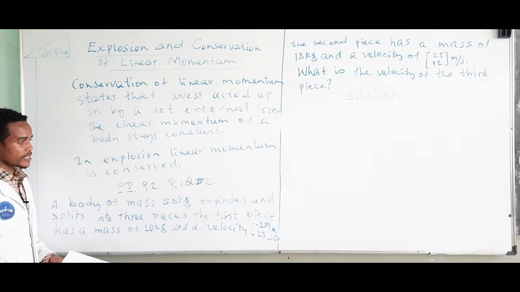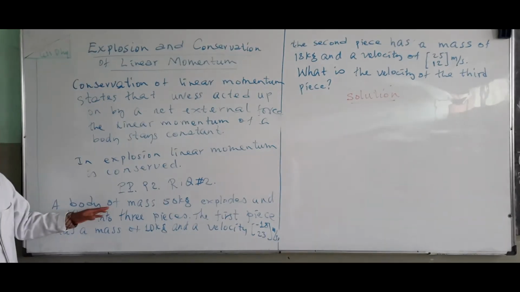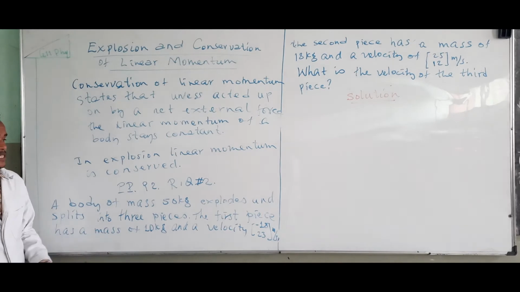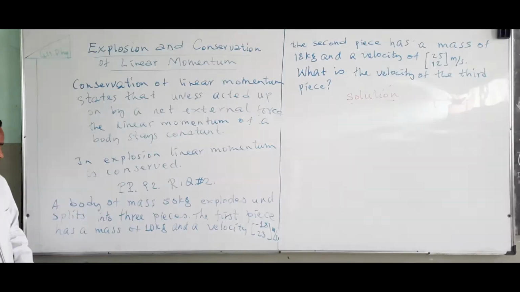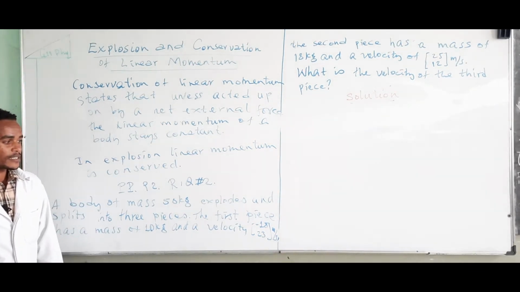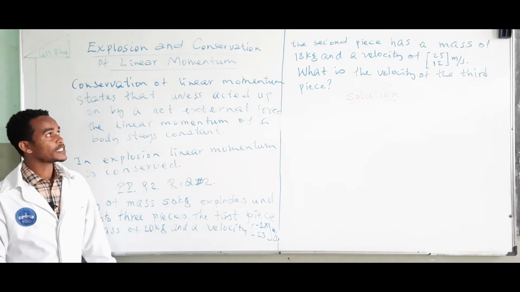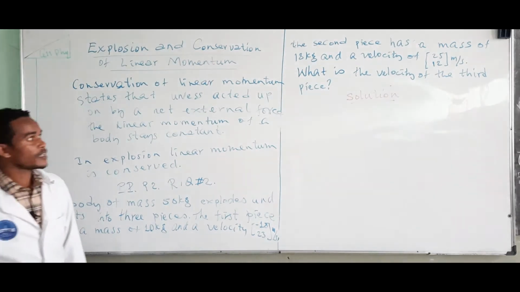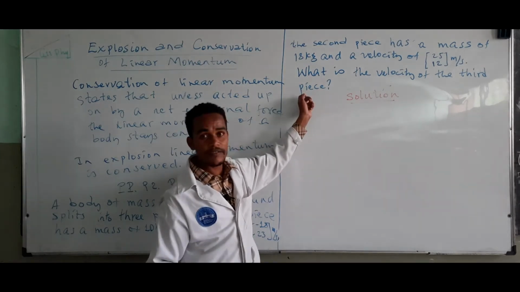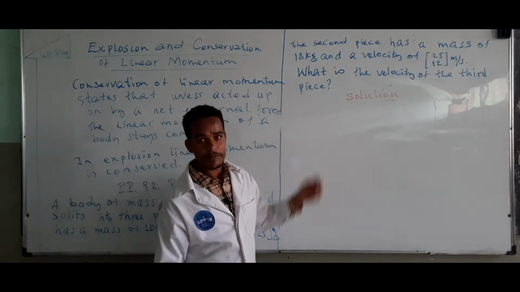On the grade 11 physics textbook, page 92, review question number 2 says that a body of mass 50 kilograms explodes and splits into 3 pieces. The first piece has a mass of 10 kilograms and a velocity of negative 18 in the x direction and 23 in the y direction, meters per second. The second piece has a mass of 18 kilograms and a velocity of 25 negative 12 meters per second. What is the velocity of the third piece?